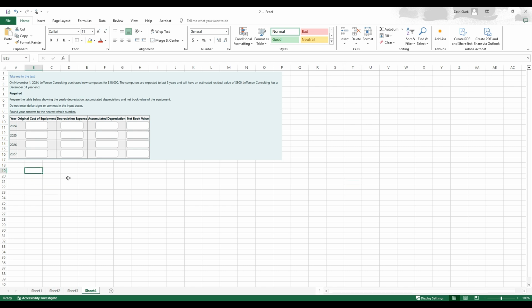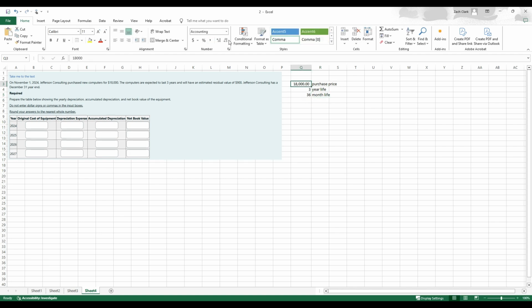Okay, so I just wanted to show you guys here in Excel how to break this down exactly. So let's do this off to the side here. We've got 18,000 purchase price. We've got a 3-year life. And let's just times that by 12. We can say it's got a 3-year life or a 36-month life, right? We can say that's the same thing. 3 years is 36 months. And it's nice to know the months because that is something we have to use in these problems. So an estimated residual value of $900.